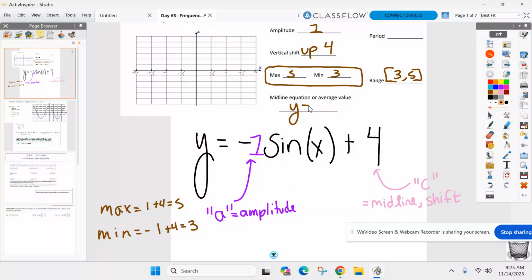Y equals whatever your C value was. Again, midline. That's my C value. And then everybody, period is always ending at... until today. Hopefully you get this.